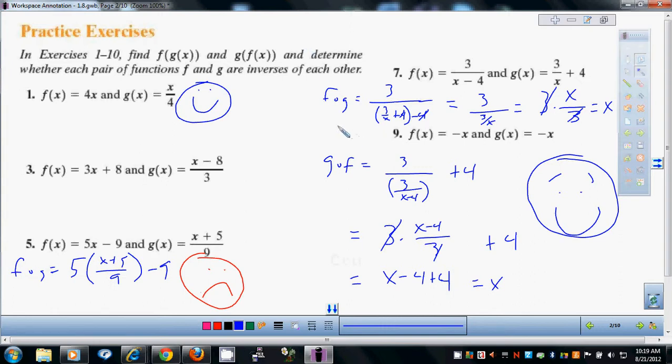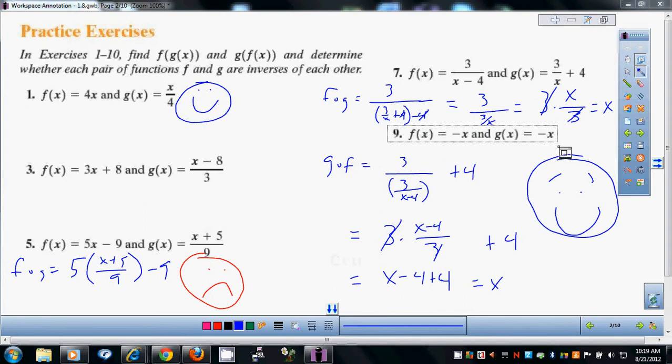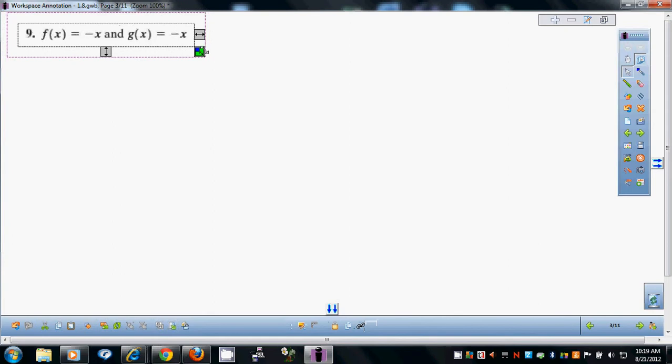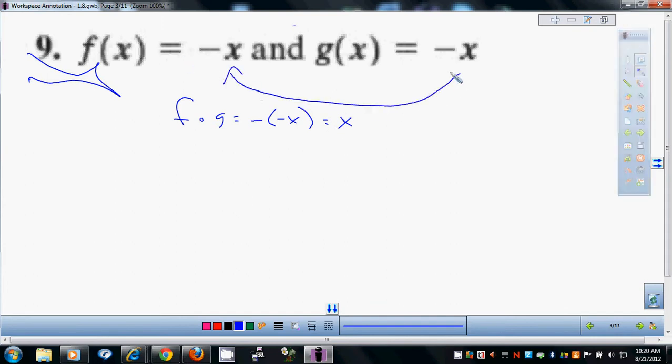Now, what's different about number 9? Let me take number 9 elsewhere so we have more room. Number 9 is interesting. Why? They're both negative, but they're both the exact same thing. Well, let's look. If we actually work this one, f of g of x is negative negative x, what's that? x. And if you did g of f, it's going to be the same thing. Two things can be their own inverses. There are a few functions that are their own inverses.